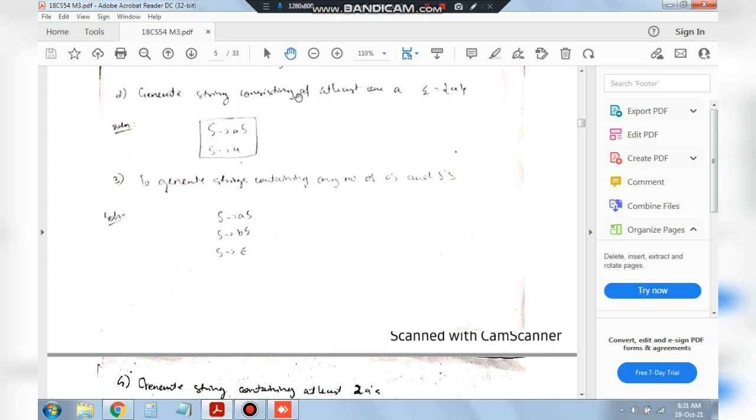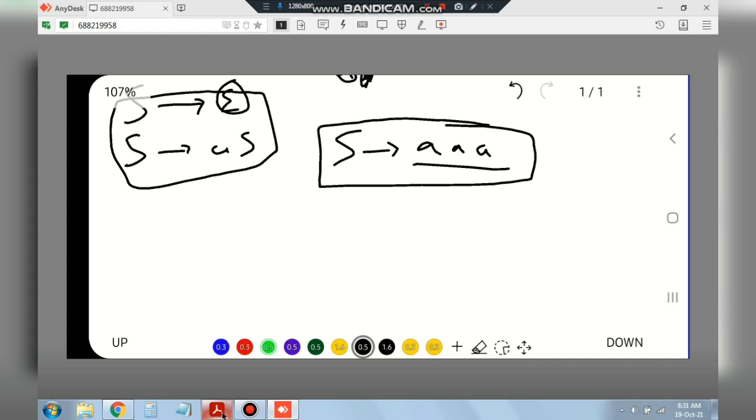Generate a string consisting of at least one A. Okay. So what will be our language? At least one A means our language will start from A, AA, AAA and till n number of A's. Okay. This is our language. How can we derive the context free grammar for this language?